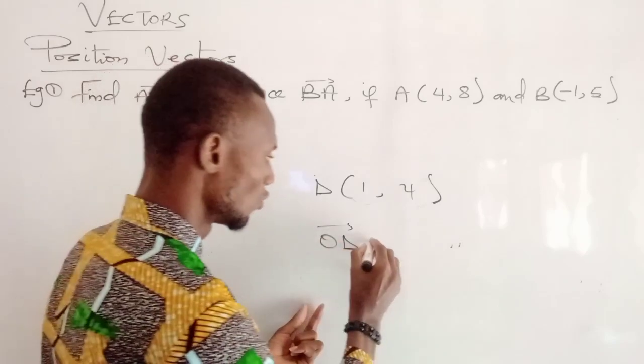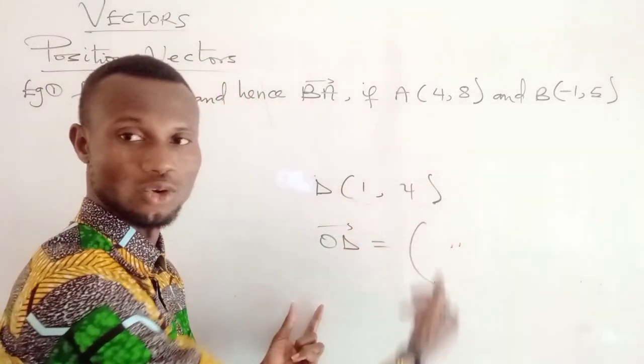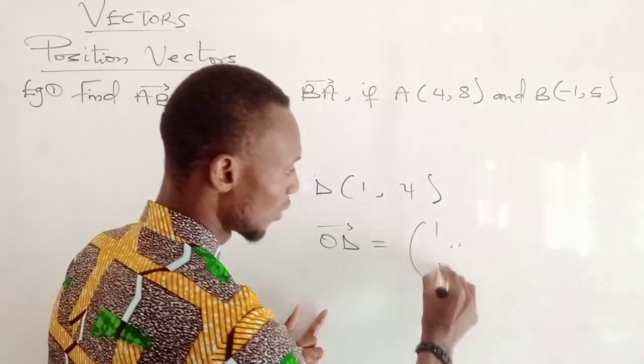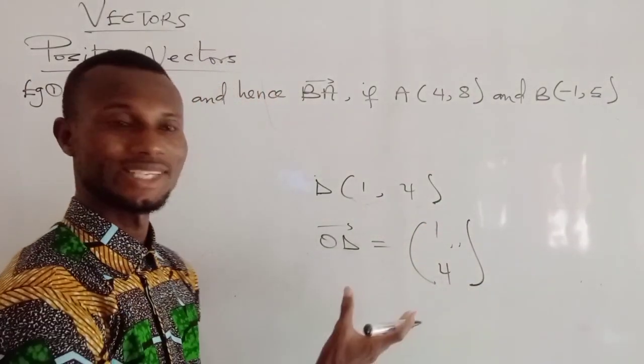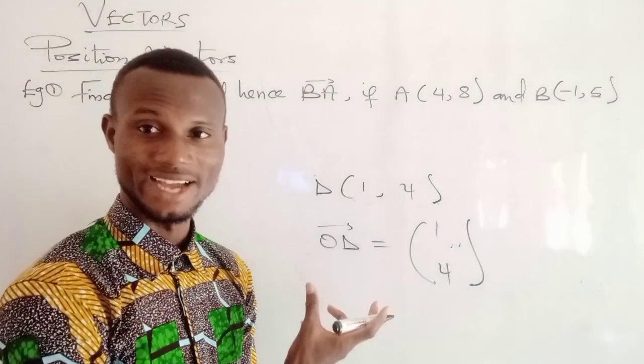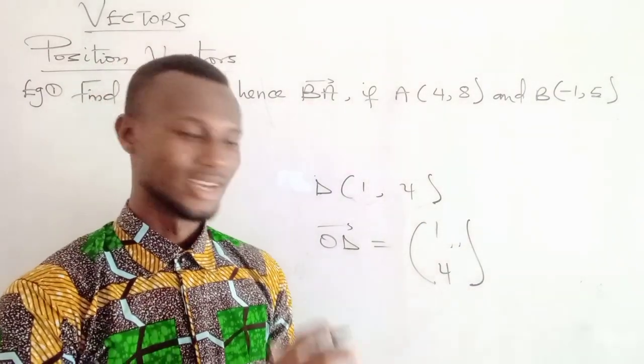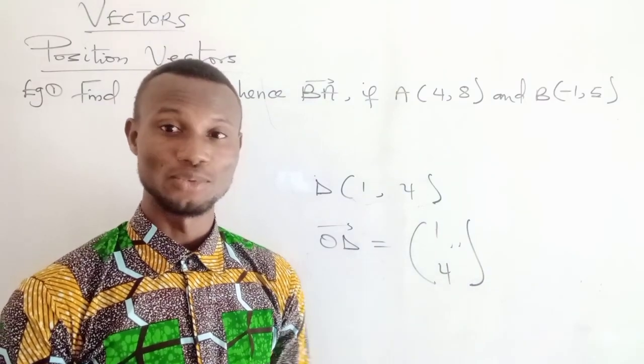So OD will be equal to, then with these given values, I'll write it in column form. So it's going to be (1, 4) like this. So this is me expressing the point D as a position vector. I hope the explanation is clear enough up to this point. Let me go ahead and use another example to explain it to you.